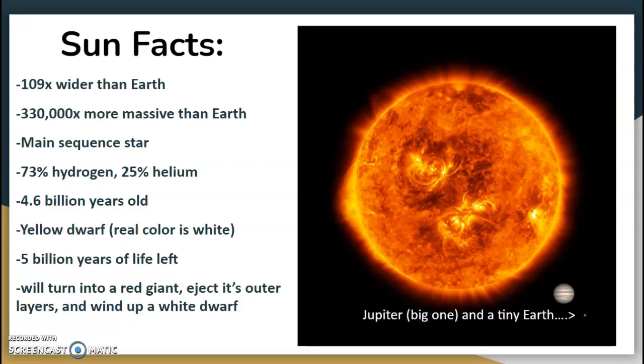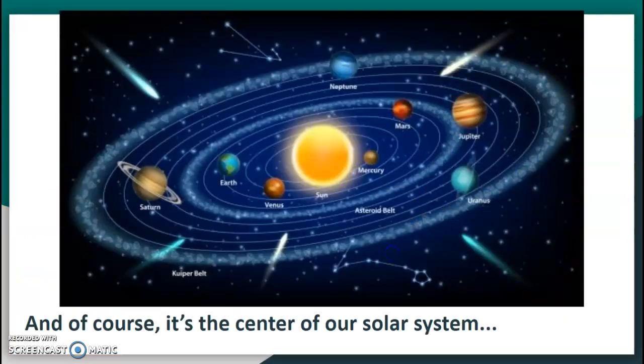It's got about 5 billion years of life left, so it's about middle-aged, we'd say. And it will probably turn into a red giant. It'll blow off the outer layers, it'll kind of explode away, and then it'll wind up a small white dwarf. Now in the picture you can see the sun, then Jupiter, the biggest planet, and then that little dot is the Earth. Now a few other solar facts. It is the center of our solar system. The sun is in the center, and everything is revolving around the sun.